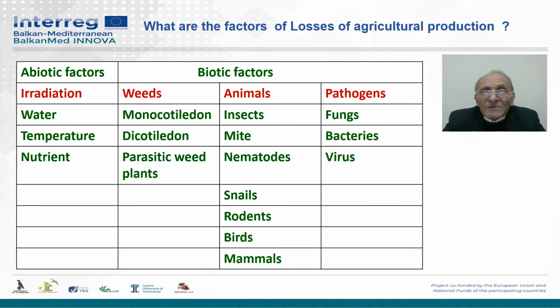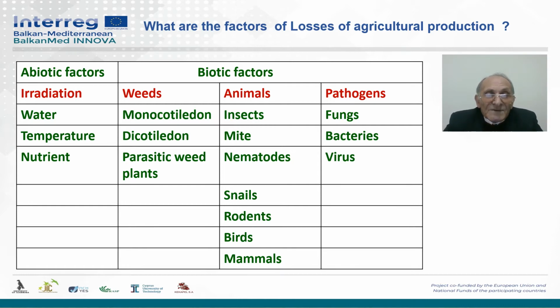What are the factors of losses of agricultural production? We can divide them into two main groups, abiotic factors and biotic factors. Abiotic factors include irradiation, water, temperature, and nutrients. Biotic factors we can divide into weeds, animals, and pathogens.